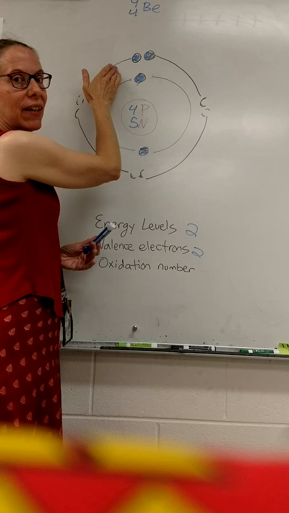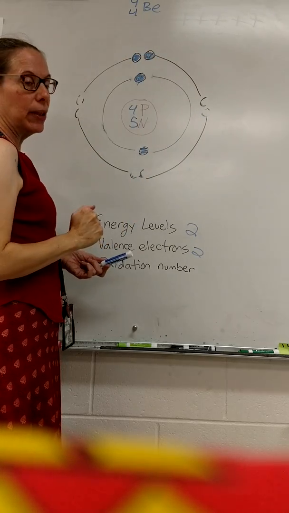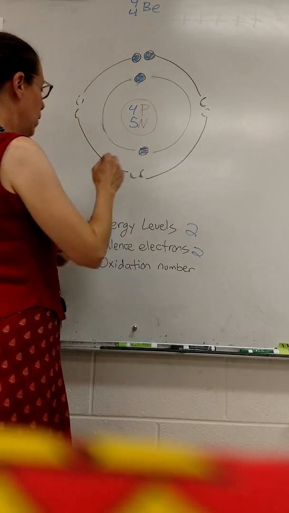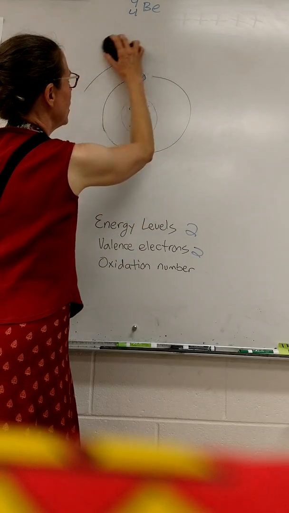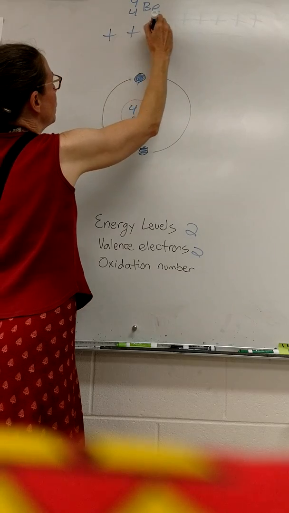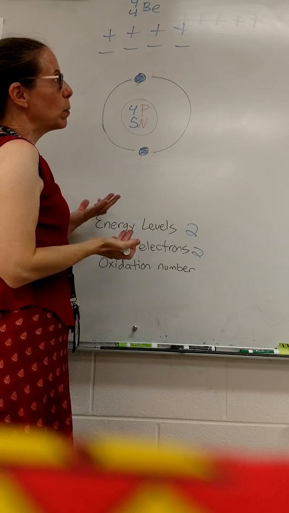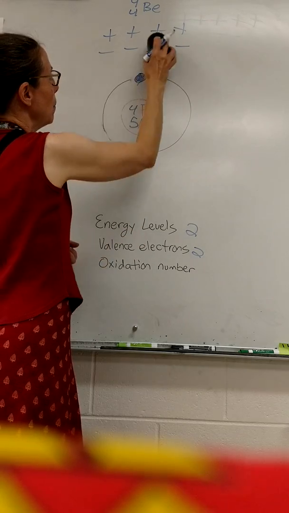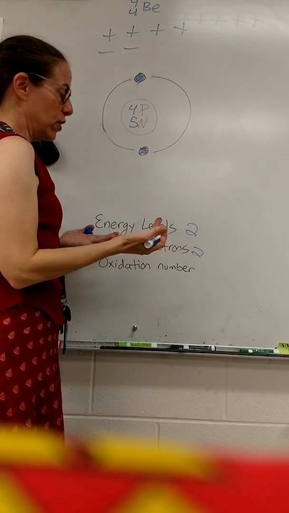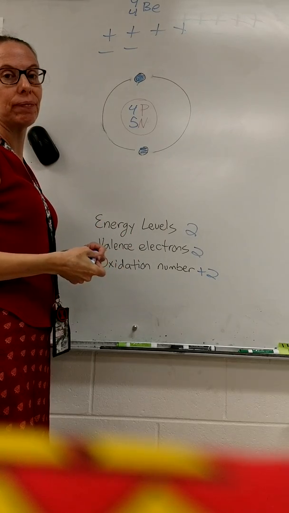Beryllium is not happy. The octet rule says that it wants to have a full outermost layer, and obviously beryllium doesn't. It could steal 6 electrons. That's going to be very difficult. So the easiest thing for beryllium to do is to lose those 2 outermost electrons. It started out as a neutral atom. It had 4 protons, it had 4 electrons. But it's now lost 2 electrons, and it now has 2 positive charges left over. So it has an oxidation number of 2.